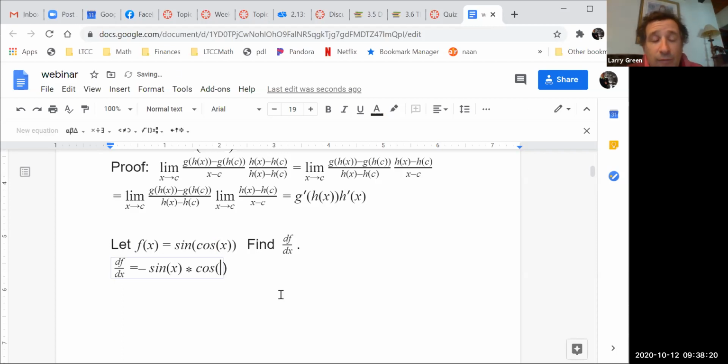And then, what goes in the parentheses? What goes in the parentheses is the inside. The inside is the cosine of x. And then I'm done. Any questions at all on how I approach this guy?